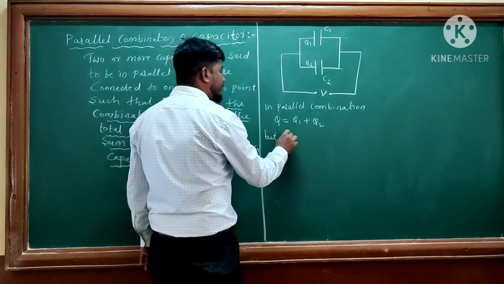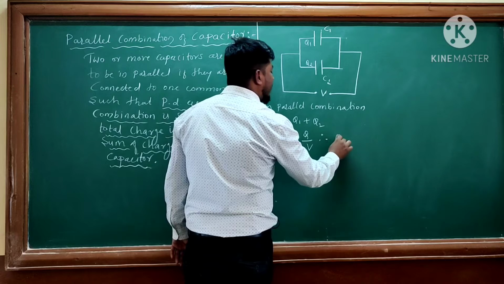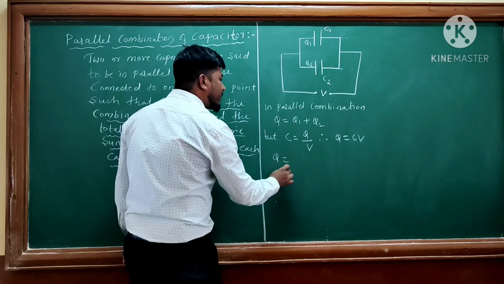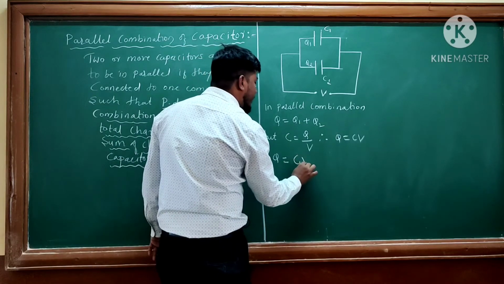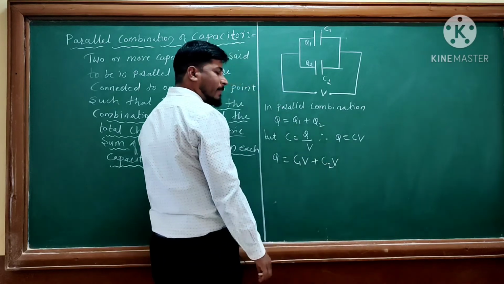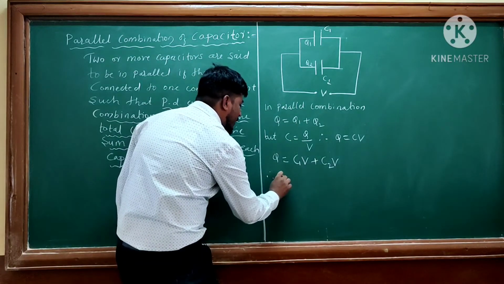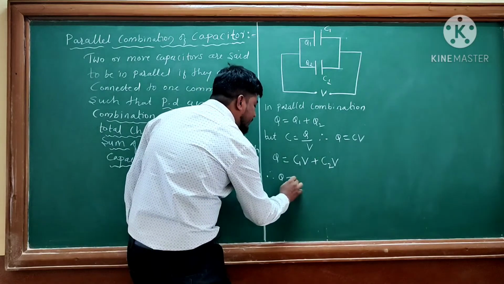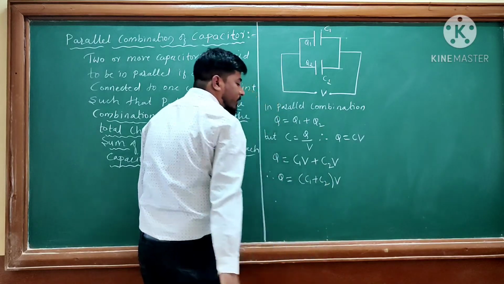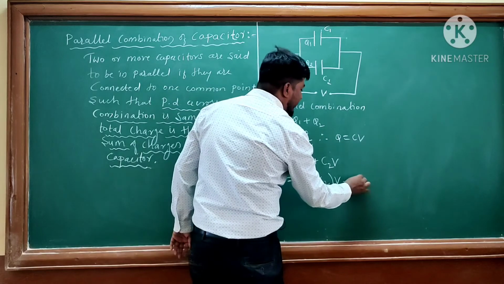But we know that C is equal to Q divided by V. Therefore, Q is nothing but C into V. So what I can write now: Q is equal to Q1, which is nothing but C1 into V, plus C2 into V, because V is the same across each capacitor. Therefore, Q can be written as C1 plus C2, into the bracket V. V is common here, so say it is equation number 1.